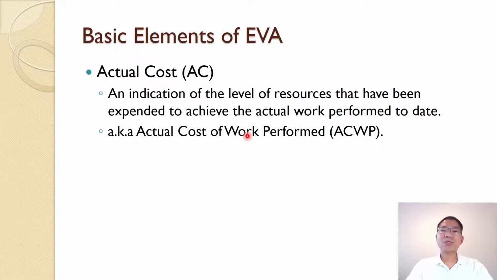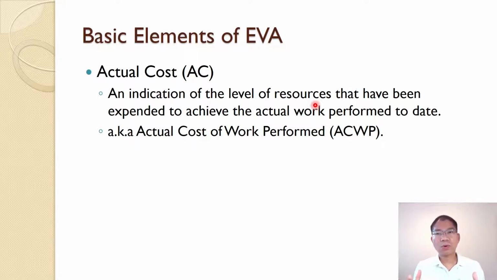The last one is the actual costs, an indication of the level of resources that have been expended or spent to achieve the actual work performed today. So as you can see, the resources actually spent, the actual money already spent to achieve the actual work. So both are actual: the work is actual, the resources and money are actually spent, then we call it actual costs. And that is also known as actual costs of work performed.